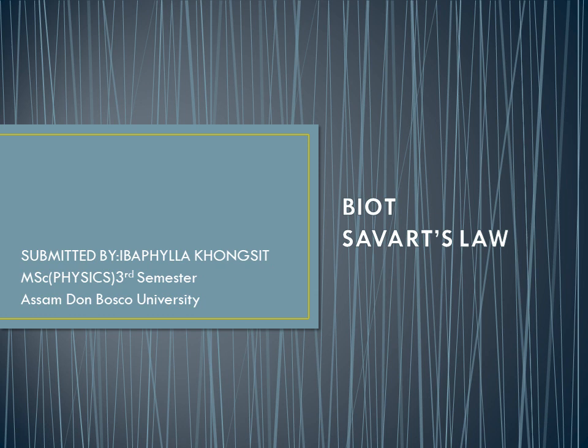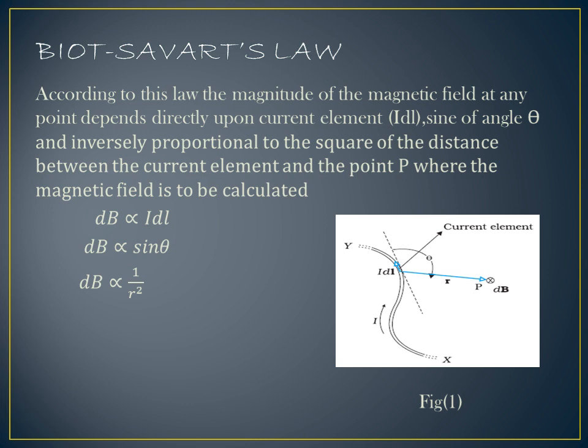The magnitude and direction of the magnetic field is represented by the magnetic flux density capital B, and its unit is given in Tesla. Now, Biot-Savart's law. This law tells us the relation of the strength of the magnetic field created by a current. According to this law, the magnitude of the magnetic field at any point depends directly upon the current element, sine of angle theta, and inversely proportional to the square of the distance between the current element and the point P where the magnetic field is to be calculated.